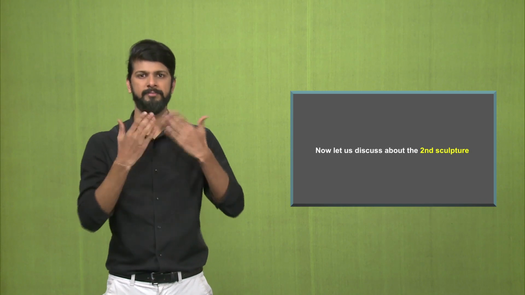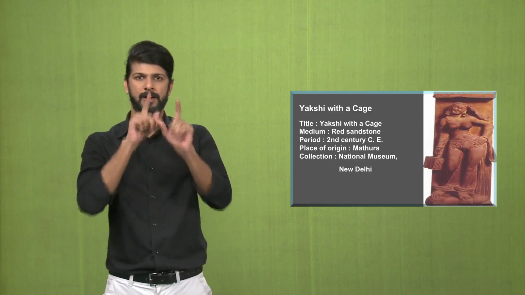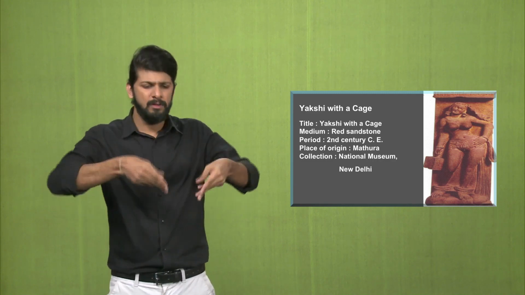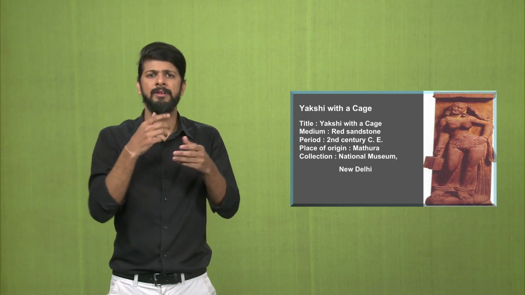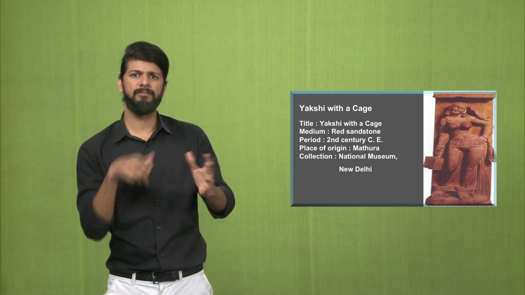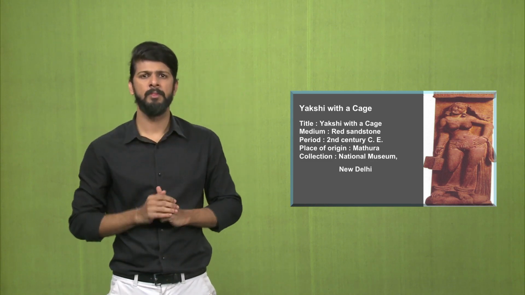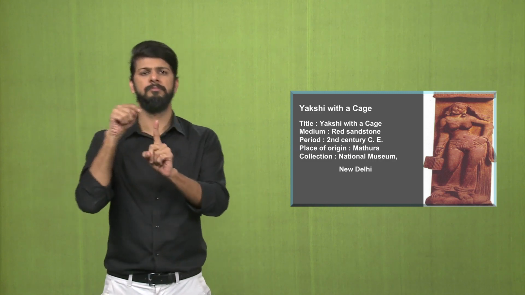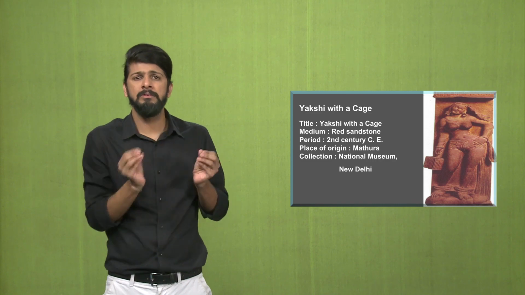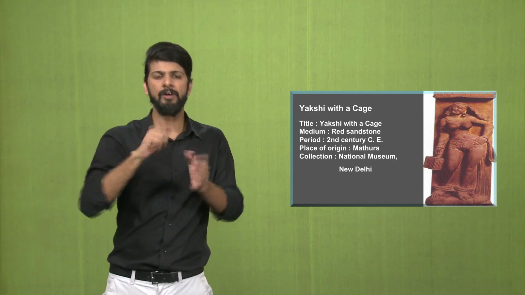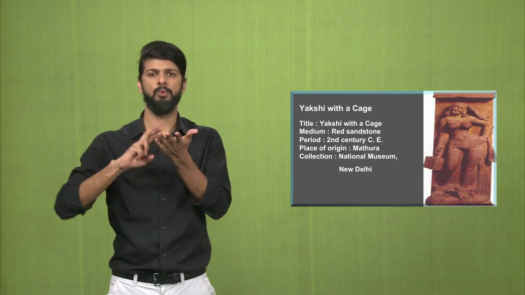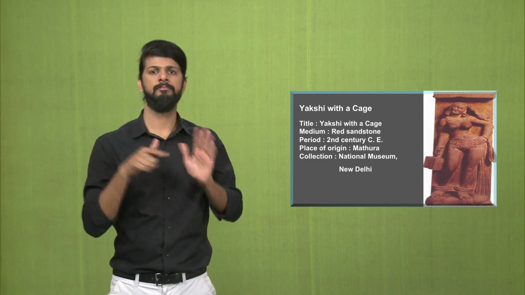Now let us discuss the second sculpture. The title is Yakshi with a cage. Medium is red sandstone. The period of the sculpture is the 2nd century AD. The place of origin is Mathura, and the sculpture is exhibited at the National Museum in New Delhi.